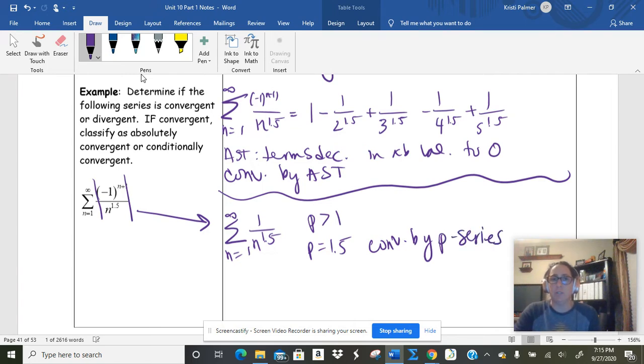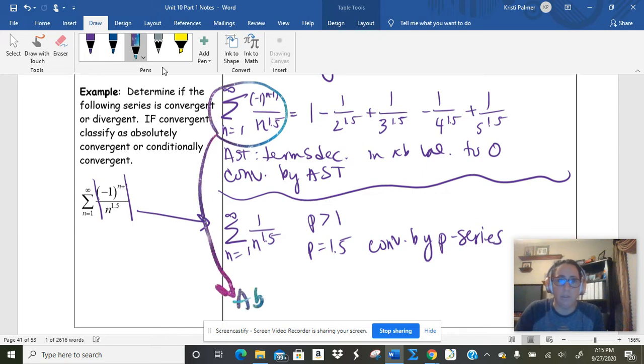So since our original series was convergent, and when I looked at that new absolute value series, it also converges, then I know that the very original series is absolutely convergent.